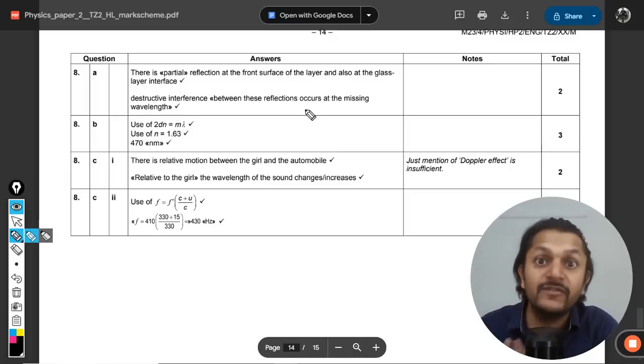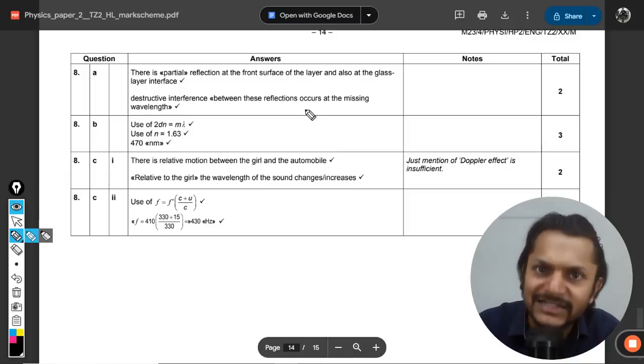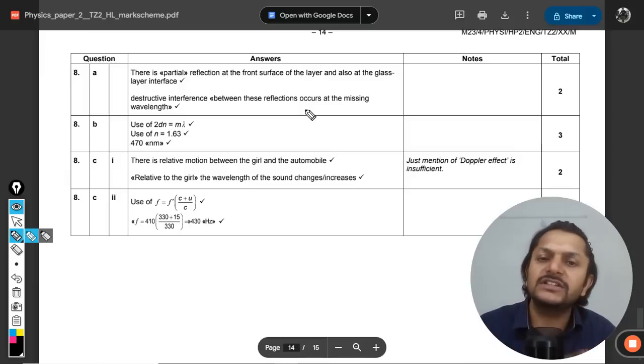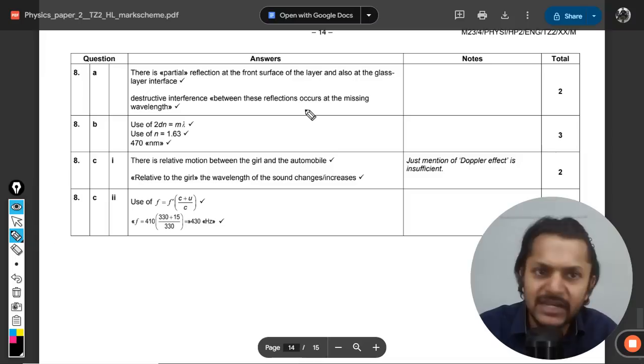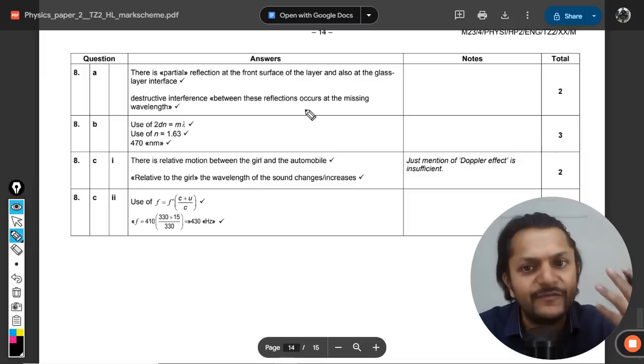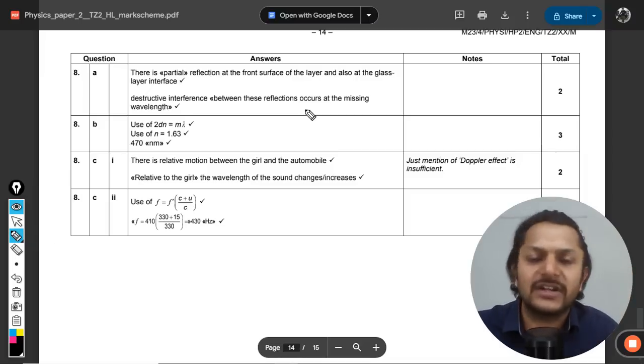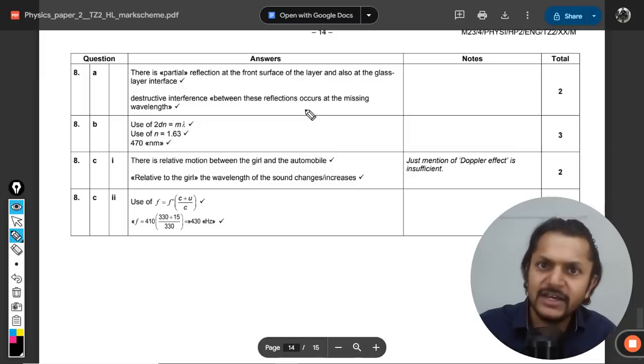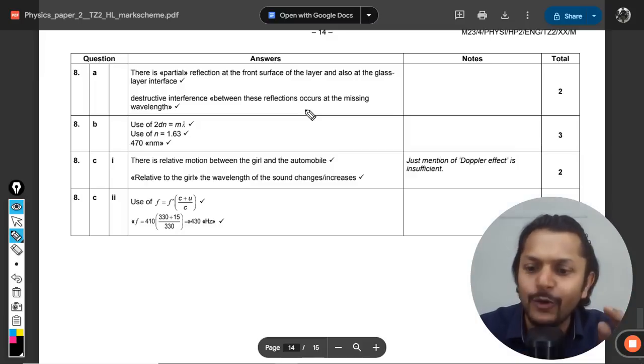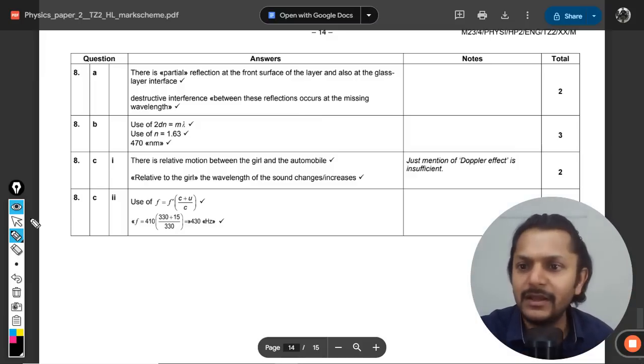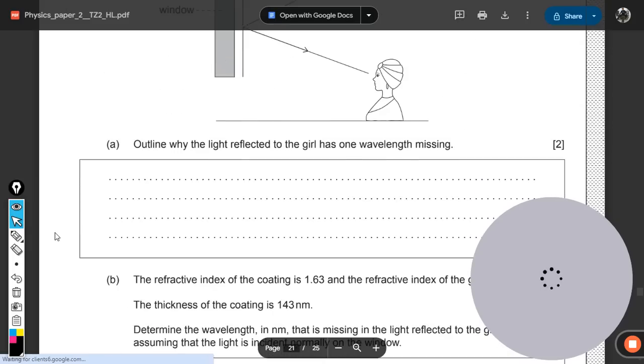So either they will say that we want reflection to be maximum, so constructive interference will take place, and if we say that we want this reflection to be minimum, like minimize, so if we want to reduce that, then destructive interference will be taking place. That's it. Formulas we would be discussing in the next part. Let us go to the next part now.